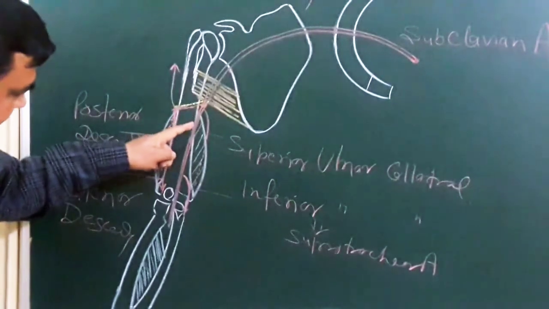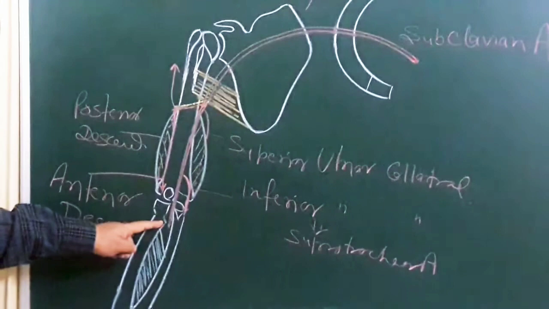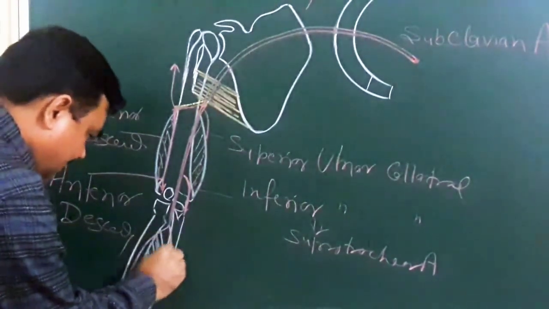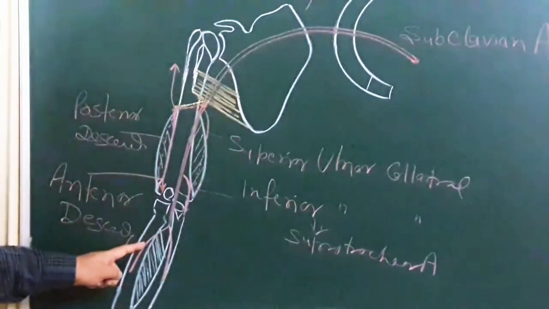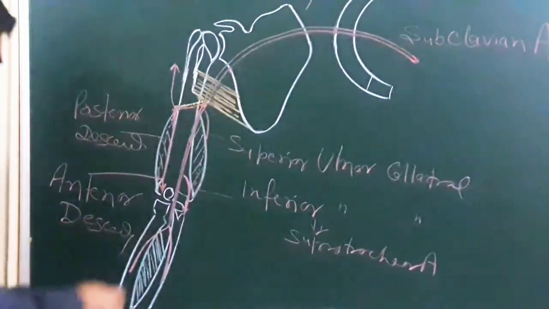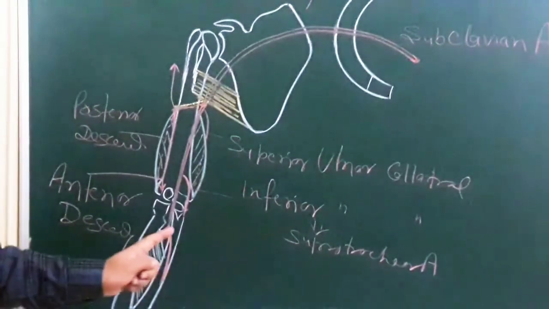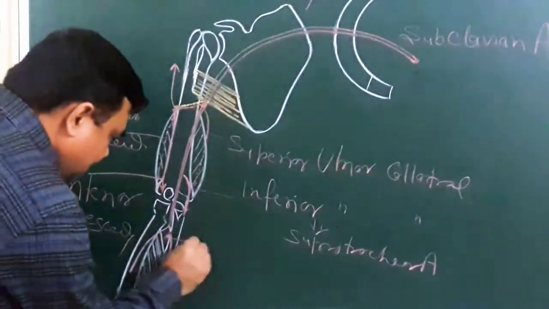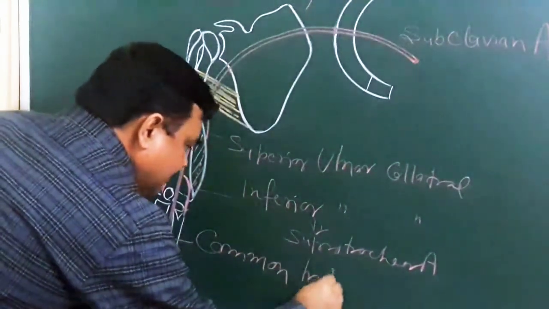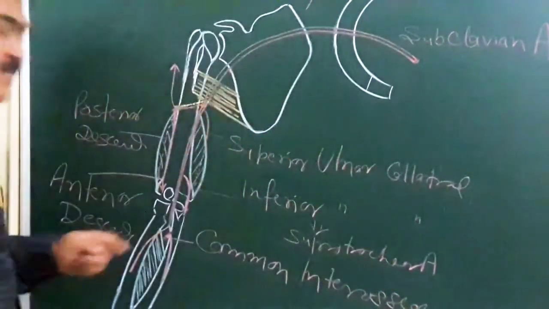Now this is the brachial artery. At the level of the radial tuberosity, it divides into two terminal branches, radial and ulnar. This is radial, this is ulnar. This ulnar artery gives a branch known as the common interosseous branch.